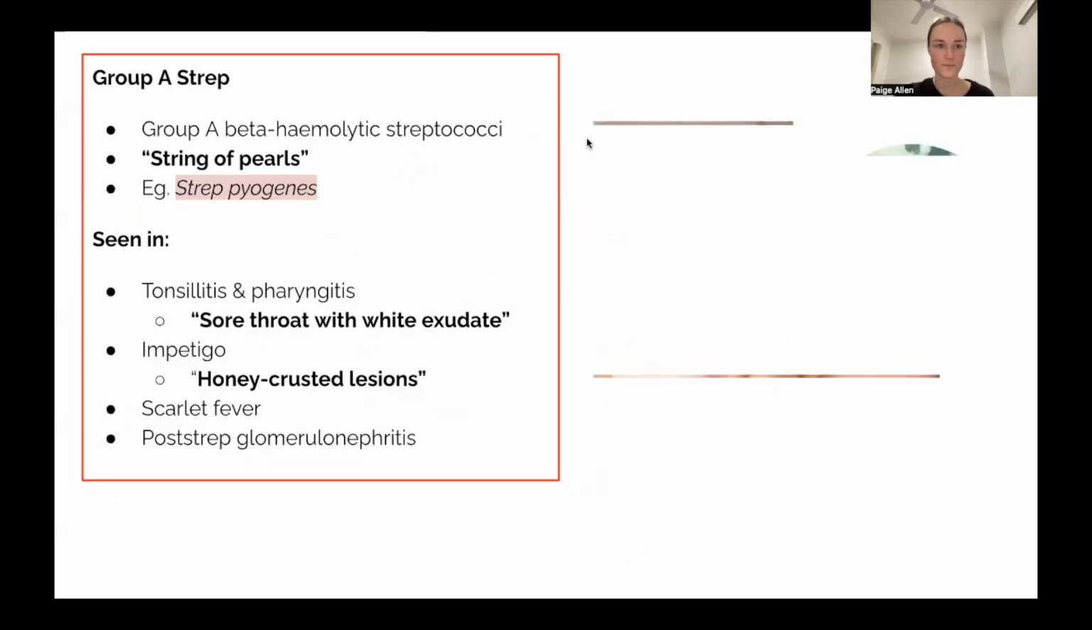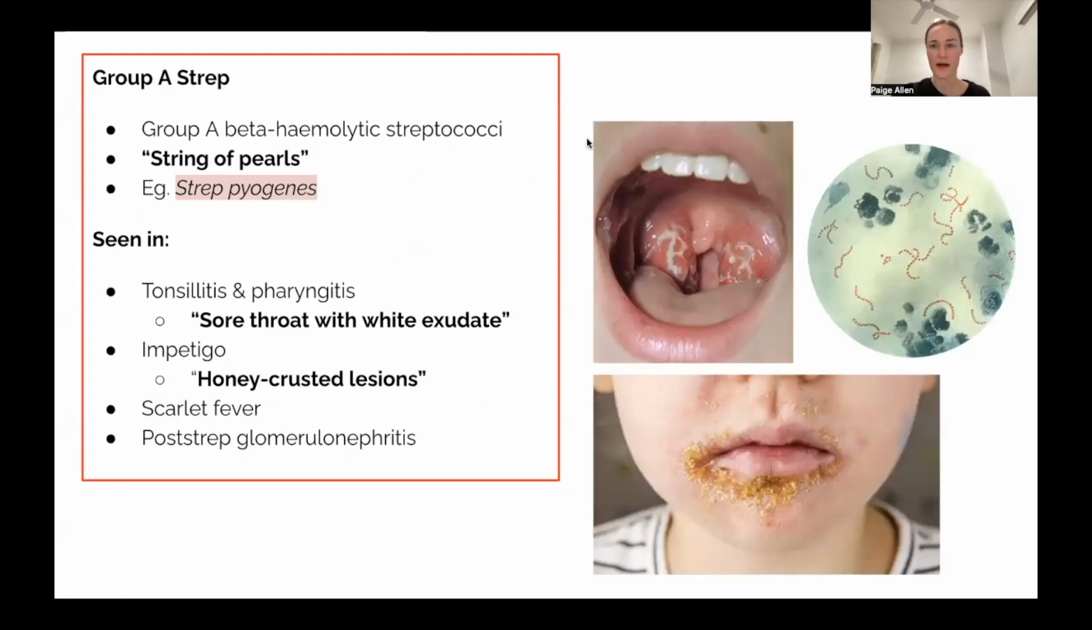So group A strep, strep is gram-positive bacteria. Often they'll make these little chains, right? So you get those little orangey chains. Sometimes it looks like a string of pearls on microscopy. And they're group A, so that's the beta hemolytic strep.